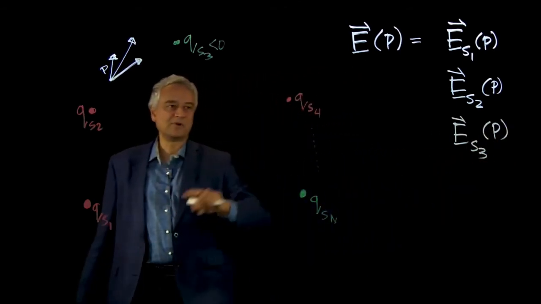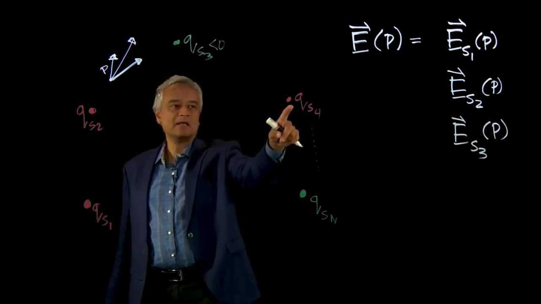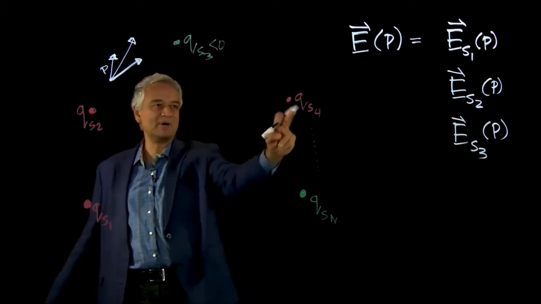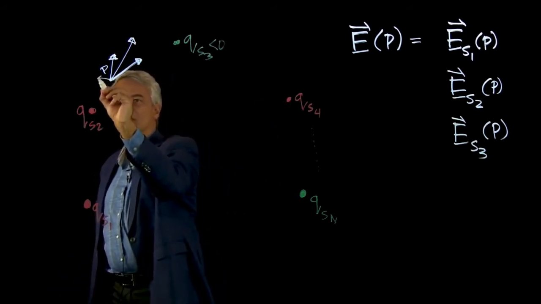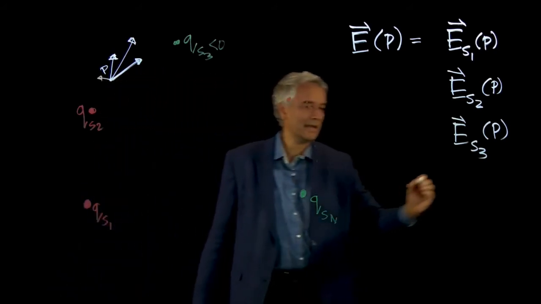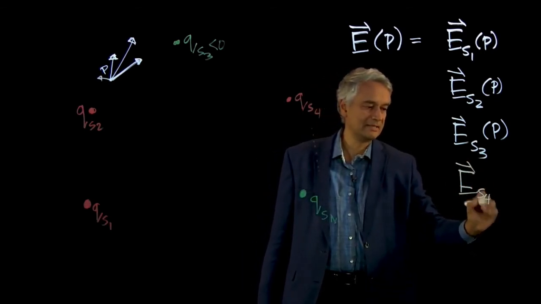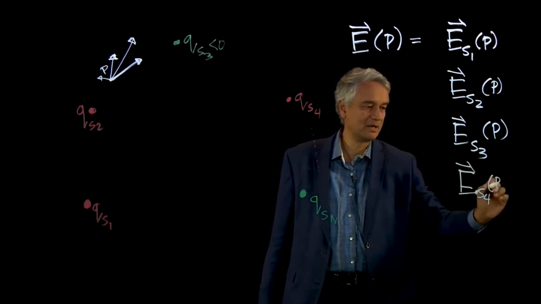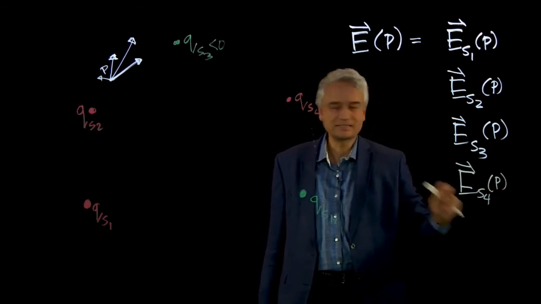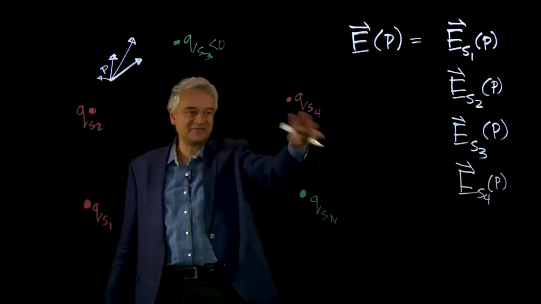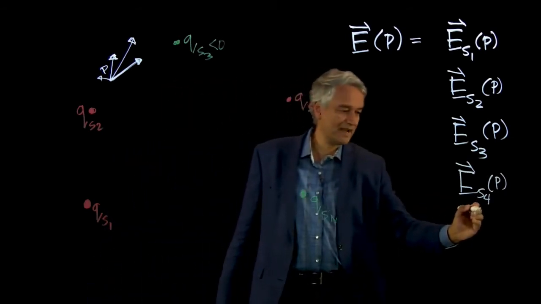Well, then I have QS4, so I have more charge over here. This source of charge QS4 is going to make an electric field at the point P. That's pretty small. It's so far away. It's pointing this way. And I've calculated that vector, and I write it down. It's the electric field at the point P caused by the source of charge S4. That's another vector. So I've got 4 vectors written down here. And then I get the last 5, 6, 7, 8, 9. So there's going to be more vectors written down here.